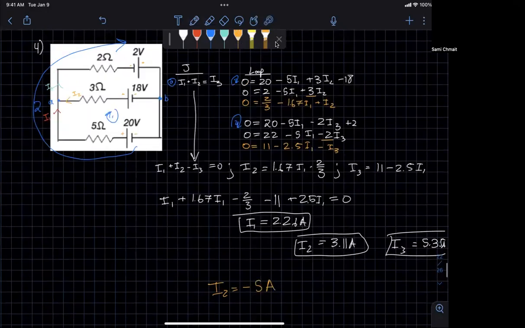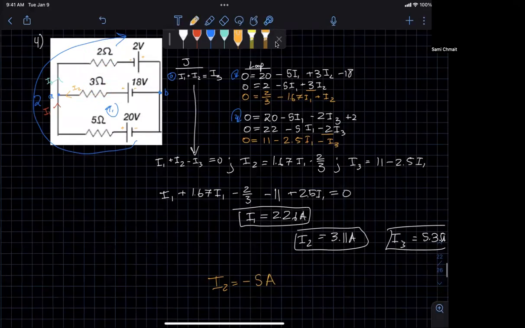So we see here how I2 is going this way. If you thought about it in a circle, that would be moving clockwise. So if I2 is equal to minus 5, you would say something along the lines of, guess was wrong, I2 equals 5 amps, current is counterclockwise, whereas before we just defined it this way based on our guess.